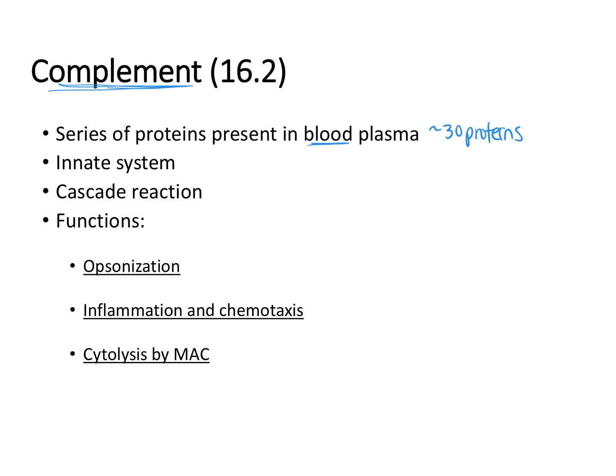These proteins are considered part of a cascade reaction. So that means one protein acts on another protein that then acts on another protein, and so on and so forth, like a rock that rolls down the hill and eventually hits lots of other rocks and causes a big mountain slide or whatever. So what do these proteins actually do?